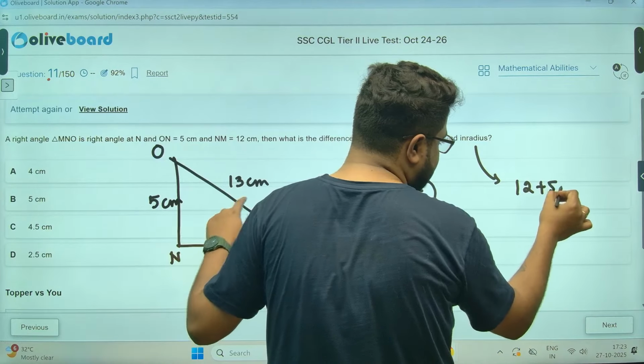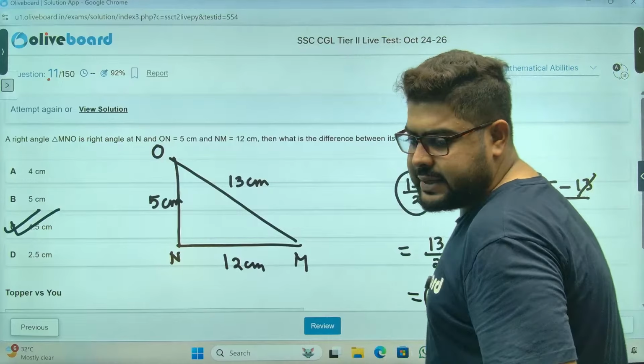So they are asking the difference between them. So 13 by 2 minus, this is how much, sir? This is 1, 4, 2. So this will be 4.5, meaning 9 by 2. Oh, 4.5 is there in the options. Option C, sir. Option C is the correct answer.